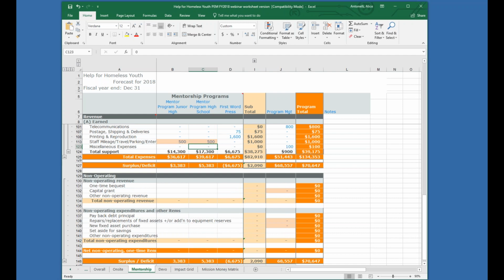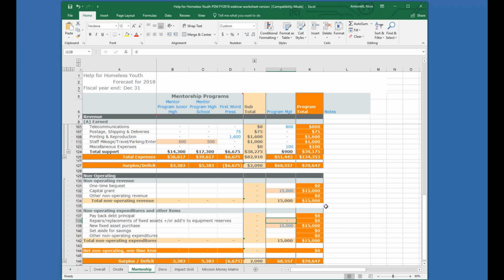Now, this is not only a restricted grant to purchase a capital item, but also the donor is expected to give the money specifically to the mentorship program so that they can take the youth on field trips. So that's why we're in the mentorship tab, and we're going to enter in the numbers here. Here's $15,000 that goes into the space for a capital grant.